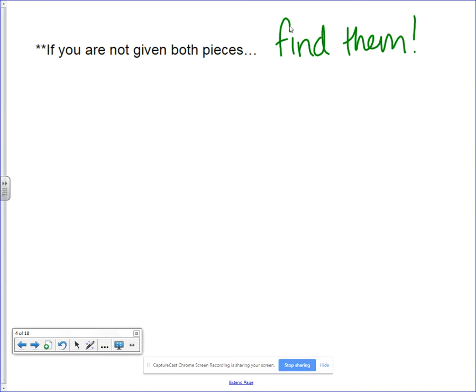Seems pretty simple, right? If you're not given both of them, you've got to find them. Okay. Well, if you need to find the m, that's the slope, correct? You have two ways to find m. You can either count the rise over the run, or you can calculate it using the formula. The only time I can do rise over run is if I have a graph, correct? Do I have a graph here on any of these? No. So what's the calculation to find your slope?